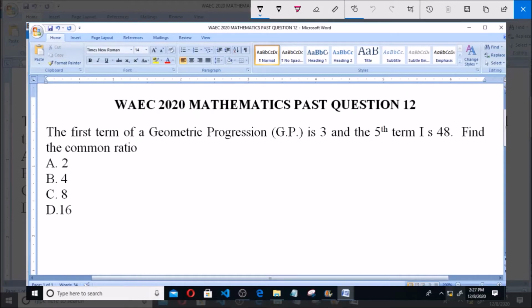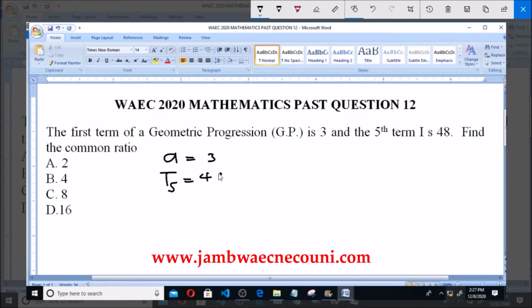I'll be answering WAEC 2020 Mathematics Past Question 12. The first term of a geometric progression is 3 and the fifth term is 48. Find the common ratio. So, we are given the first term of a geometric progression, a GP, to be 3 and the fifth term, T5, to be 48.